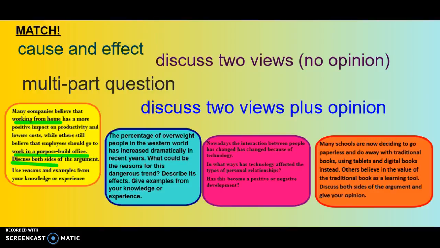So I'm going to match discuss two views, no opinion with this first task. Let's have a look at the second one. The percentage of overweight people in the Western world has increased dramatically in recent years. What could be the reasons for this dangerous trend? Describe its effects. Give examples from your knowledge and experience.